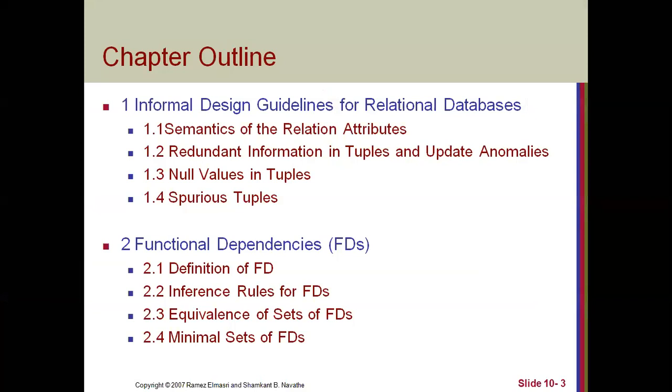So those informal guidelines, in summary, they were like this. First, informal guideline was related to semantics of the relation attributes. That means the attributes in a relation should be related to each other and they should describe only one entity purely. Second guideline was about redundancy. The guideline says that we should build the databases or the relations such that it shouldn't have redundant information because redundancy leads to anomalies such as insert, update, and delete anomalies.